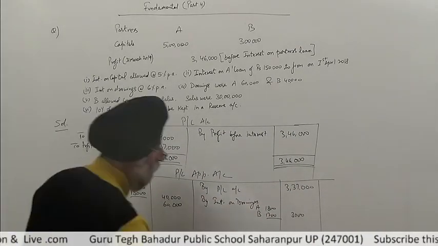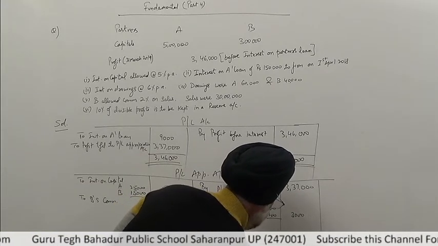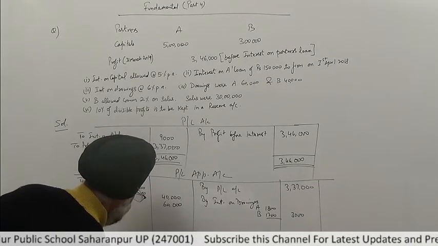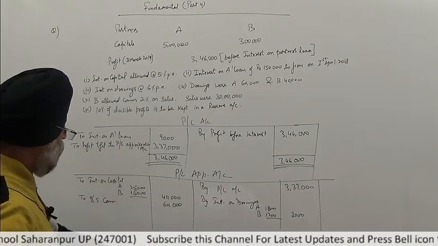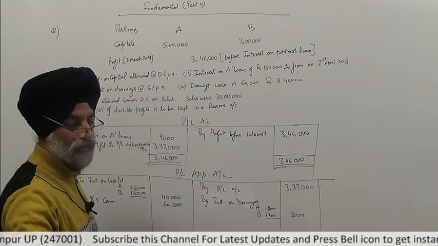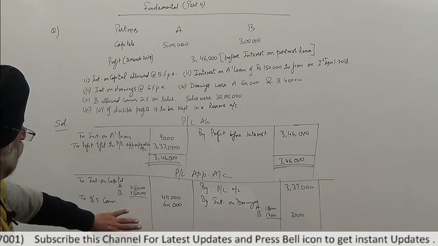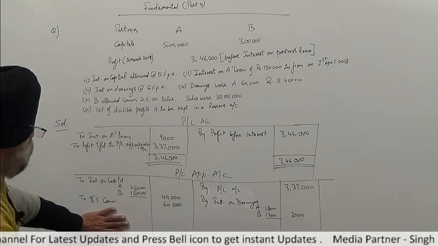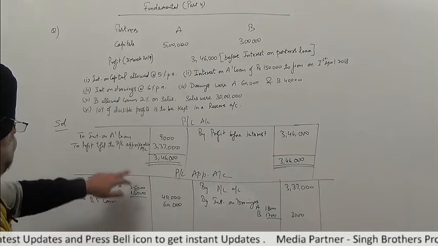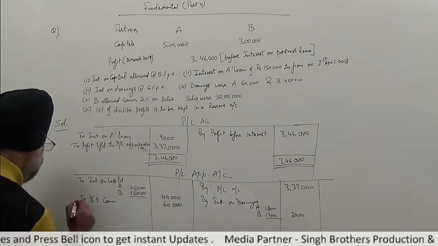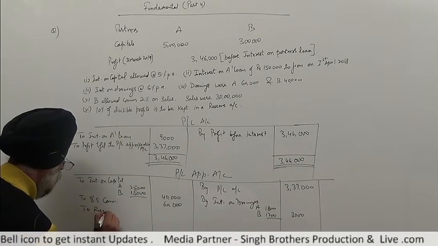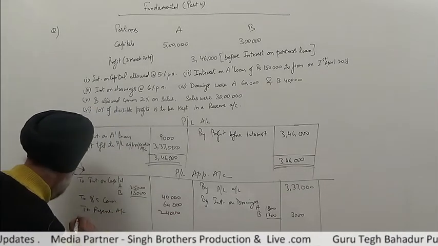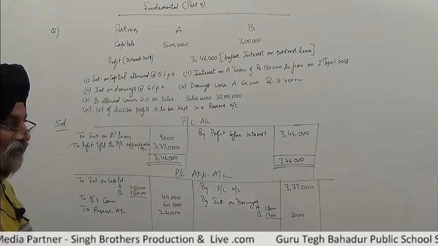Now take the balance of it. Total is 3,40,000. Now the divisible profit comes: after deducting these two values from this 3,40,000, we get the divisible profit, that is 2,40,000. 10% of divisible profit means 24,000 is transferred to reserve account, 24,000 rupees. Now the remaining amount comes to 2,16,000.